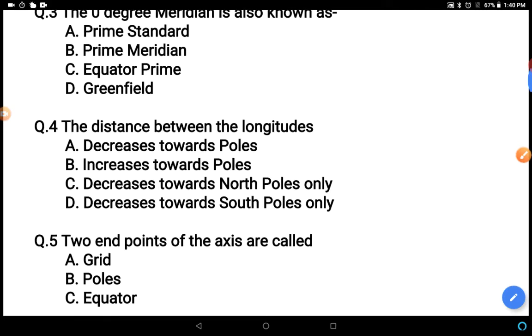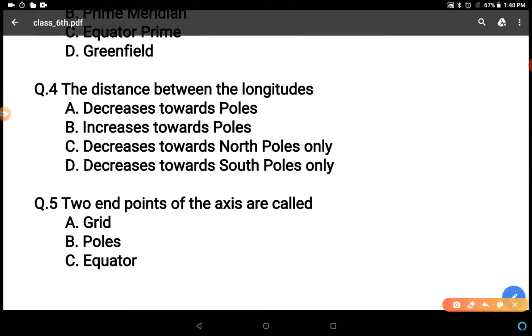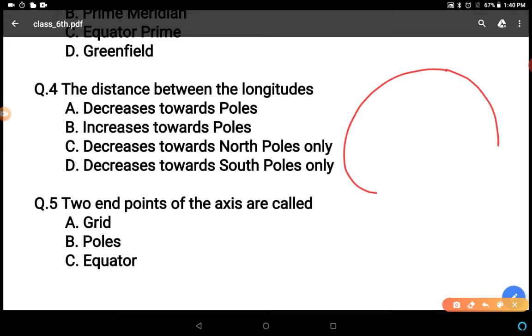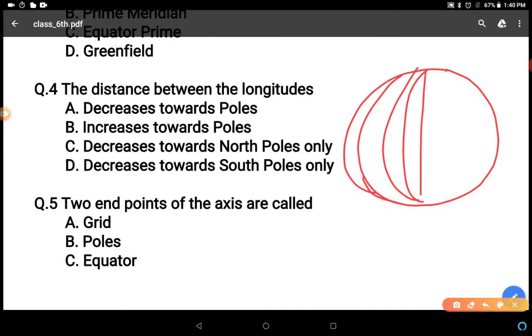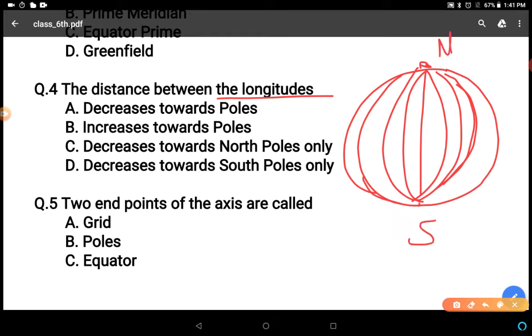Next, the distance between the longitudes decreases towards, just think about longitudes, these are longitudes, clear? In this shape we can draw longitudes, you can see. So the distance between longitudes: decreases towards poles, increases towards poles, decreases towards north pole only, or decreases towards south pole. This is the north pole, this is the south pole. So equally the distance is decreasing towards poles. So A is the correct answer, decreases towards poles.